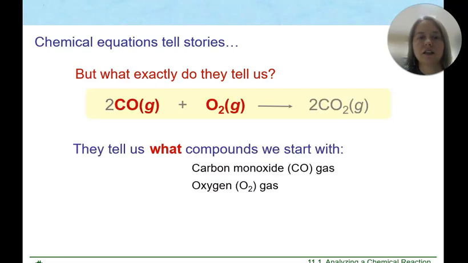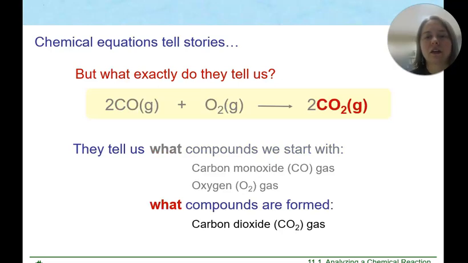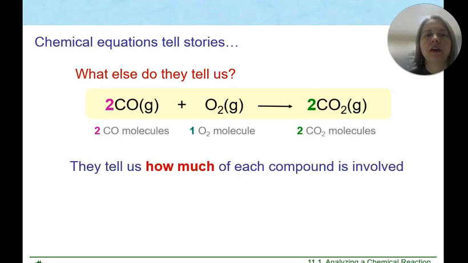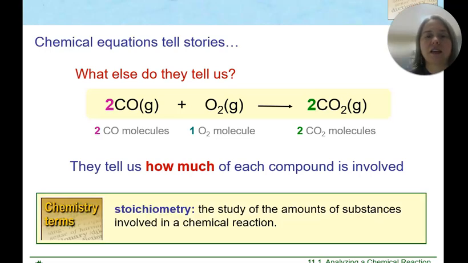And what does it tell us? They tell us what compounds, the reactants, we start with. They tell us what compounds are formed, carbon dioxide. And they tell us how much of each compound is involved. And that is stoichiometry. So you don't need to write any of this, you just kind of need to follow along.